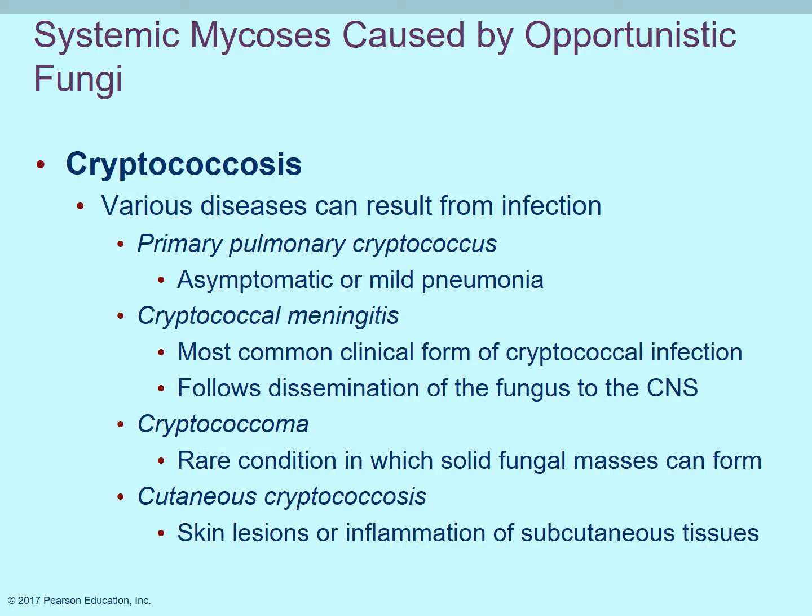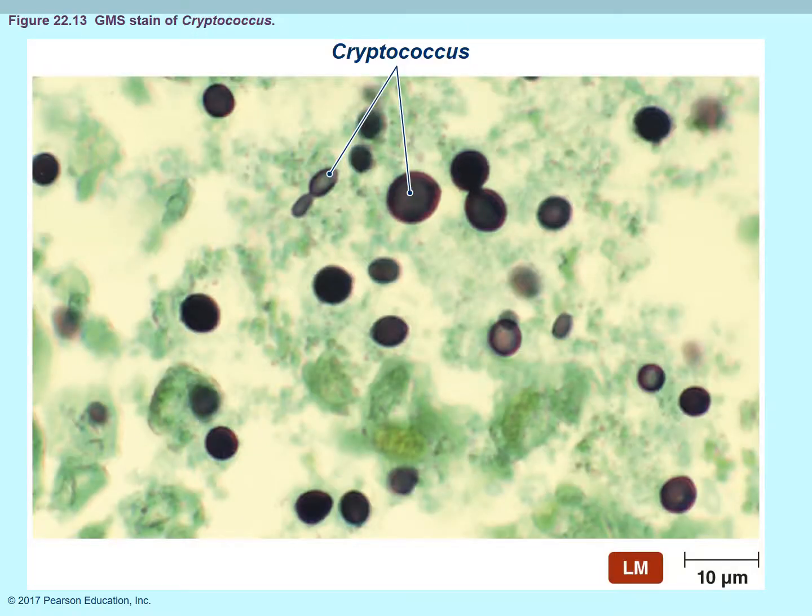You can end up with, from Cryptococcosis, a mild type of pneumonia. In a healthy individual, you may be totally asymptomatic once again. There are different strains. If the fungus is able to get to the central nervous system, it can cause a much more severe form of meningitis. It can form under the skin, inflammation of the skin. Cryptococcus is going to look like this on a stain.